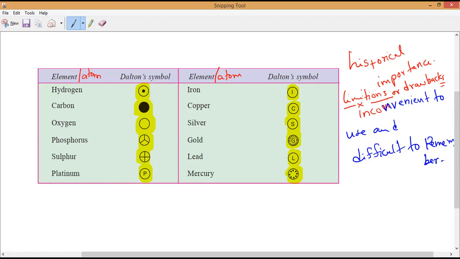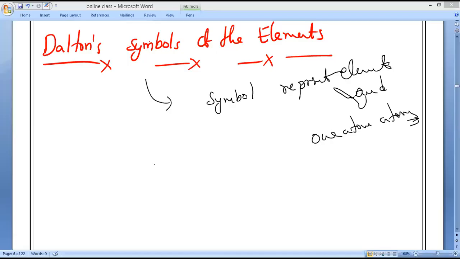Now, let us go back to the new symbols. That is what modern symbols of the elements which we are studying at present days. That is the one we are studying for remembering all the elements very easily. The symbols used by Dalton were very difficult to remember and inconvenient to represent, so that system could not gain popularity. It means people did not accept it.